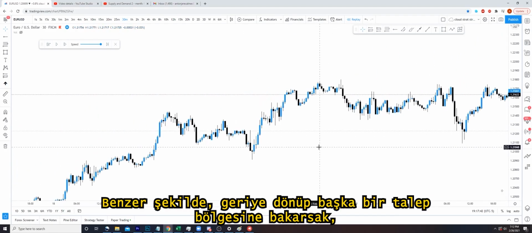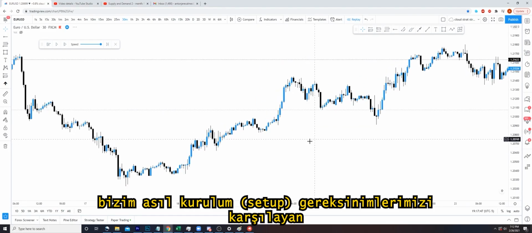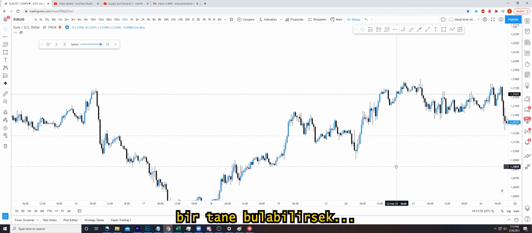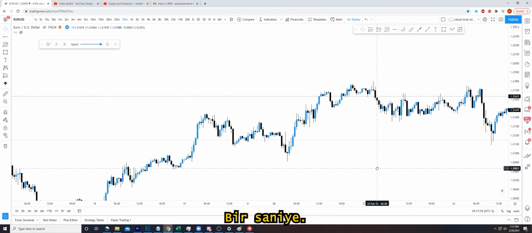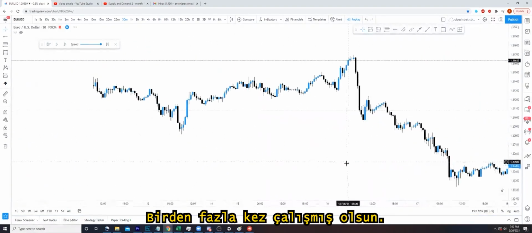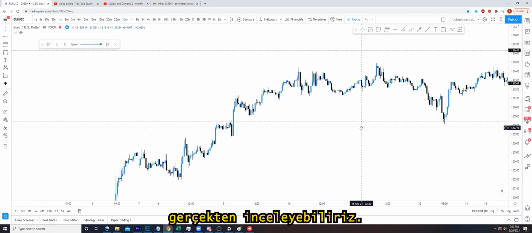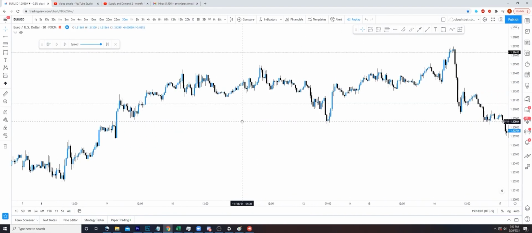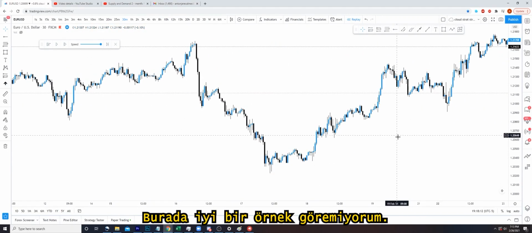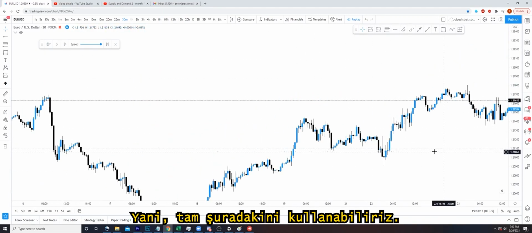Now, similarly, if we go back and we take a look at some other demand zone, if we can find one that constitutes our actual setup requirement. So, for instance, let's look at something that's pretty good, that's played out multiple times, so we can actually take a look at it. I can't see any good examples here. Yeah, not really. I don't want to use that one. I mean, we can use this one right here.